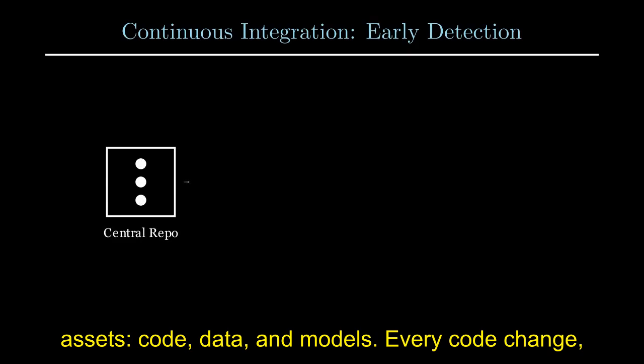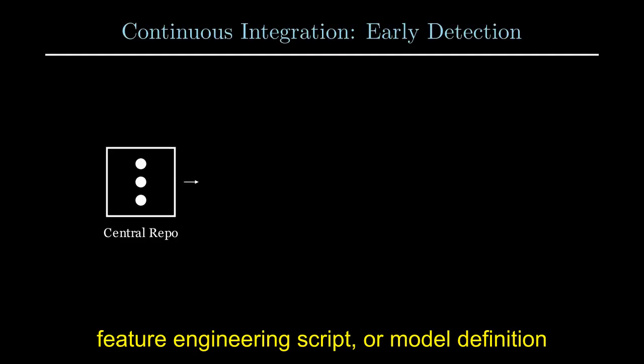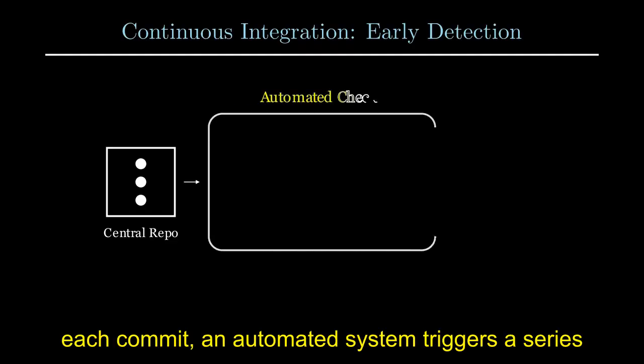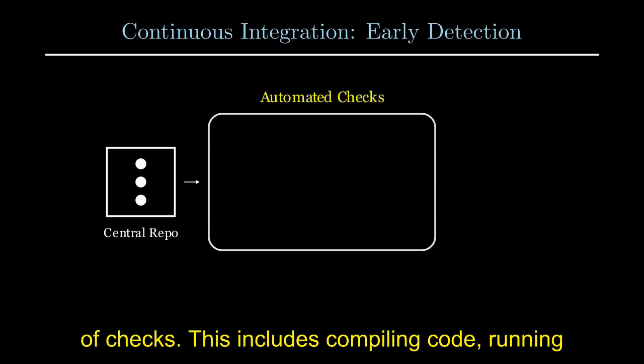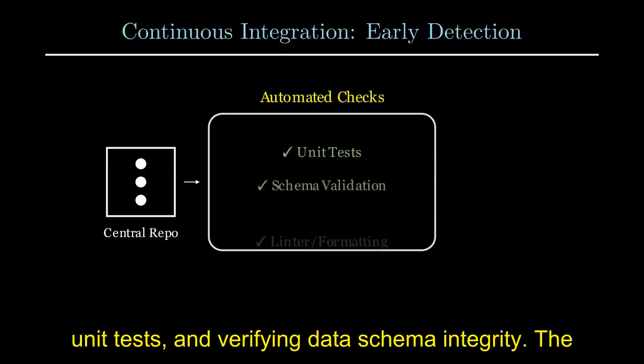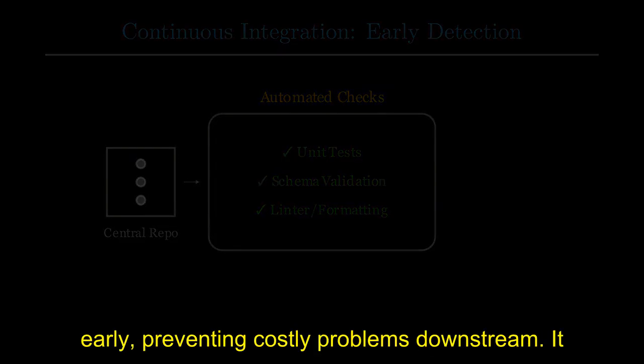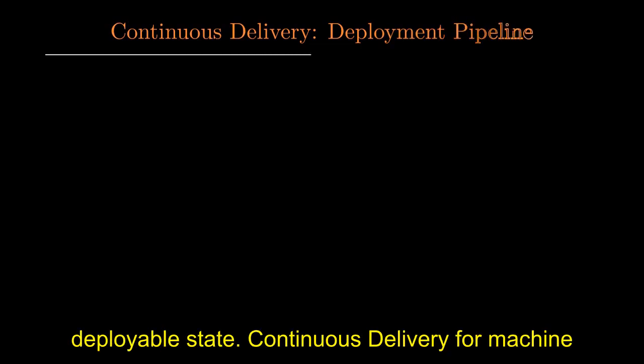Every code change, feature engineering script, or model definition should be committed to a central repository. Upon each commit, an automated system triggers a series of checks. This includes compiling code, running unit tests, and verifying data schema integrity. The goal is to detect and address integration issues early, preventing costly problems downstream. It fosters a culture of frequent commits and rapid feedback, ensuring the master branch is always in a deployable state.